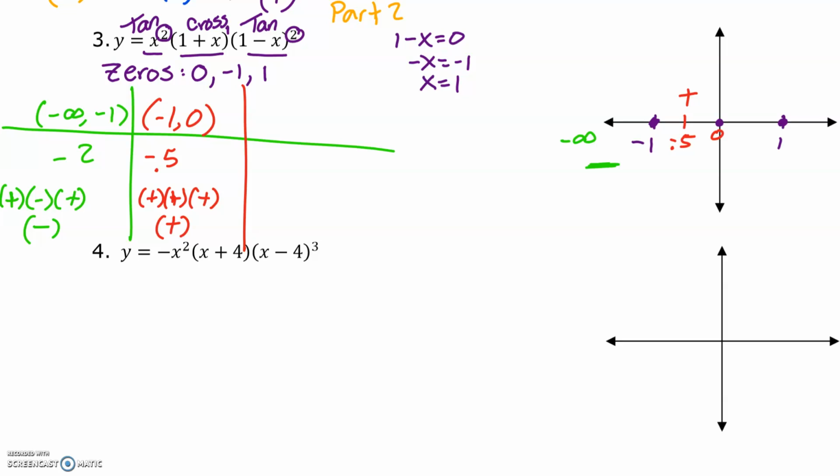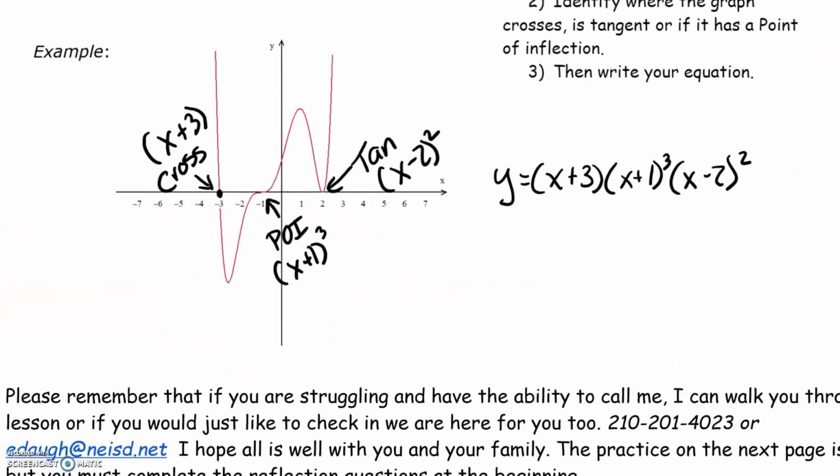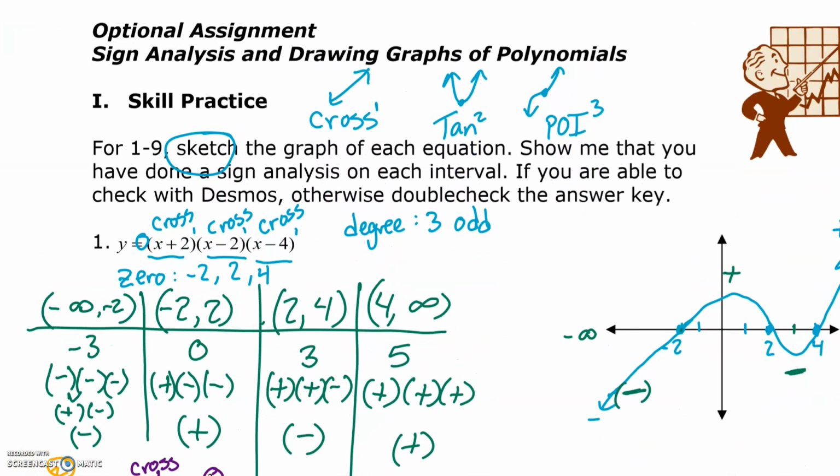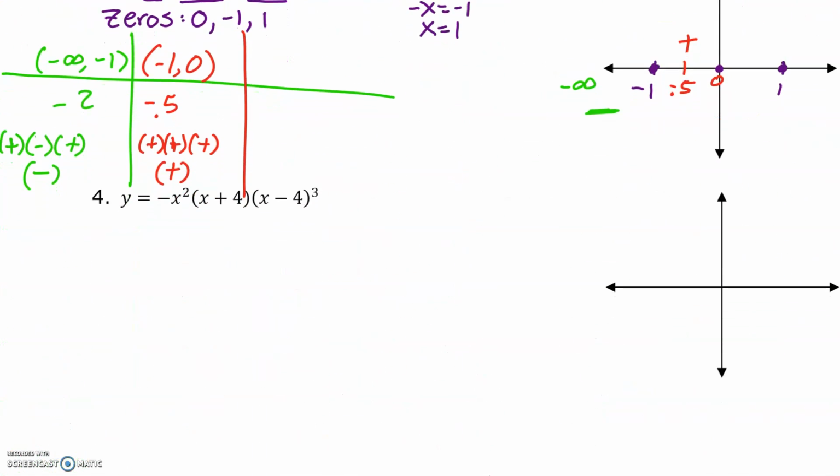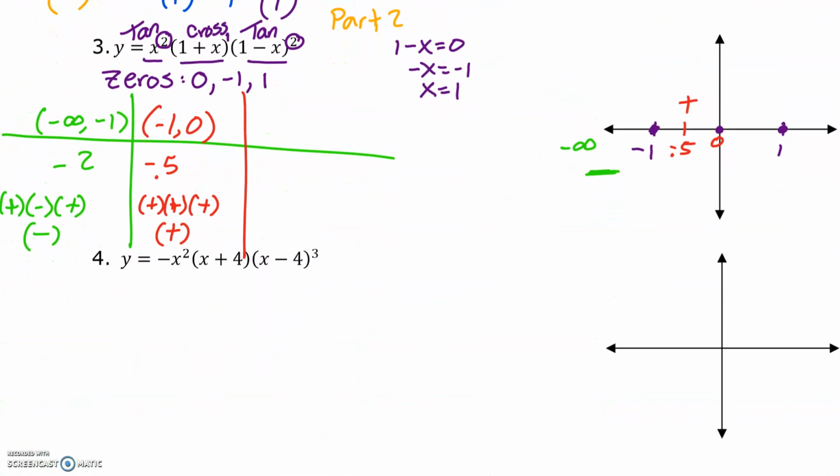All right, I knew I needed 2 videos, but I lost track of time. So this is part 2 of the optional assignment. Whoops, too far. The optional assignment on sign analysis and drawing of a graph of polynomials. So let's go ahead and continue on number 3.